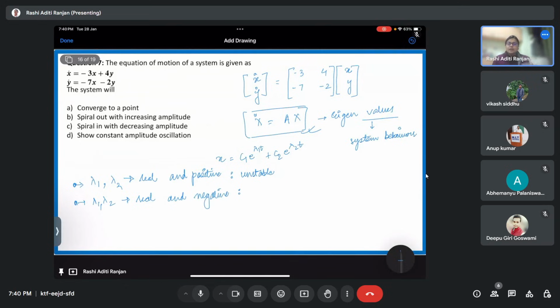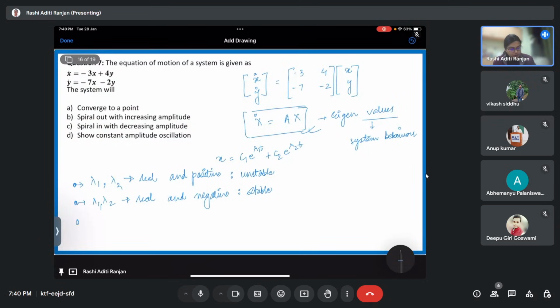Similar ideology. In the above case it was positive, so it was going out and out to infinity. If it is negative, so if you see C1 e to the power lambda 1 t, where lambda 1 is negative, what is going to happen? As time progresses, this e to the power of a negative value is going to decrease. It is going to come to a certain value as time goes to infinity. So in this case, my fixed point is stable.